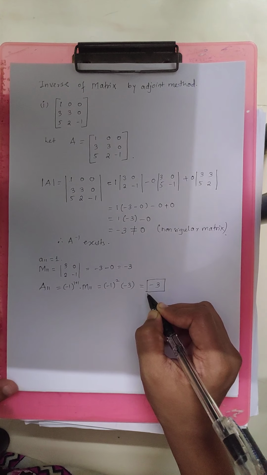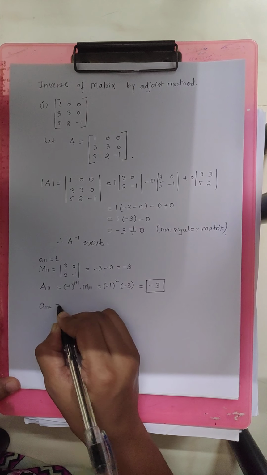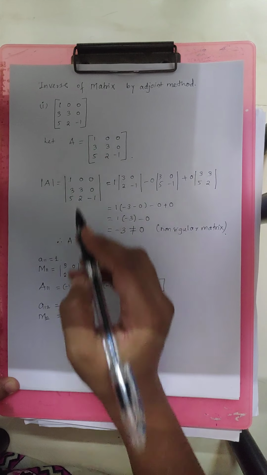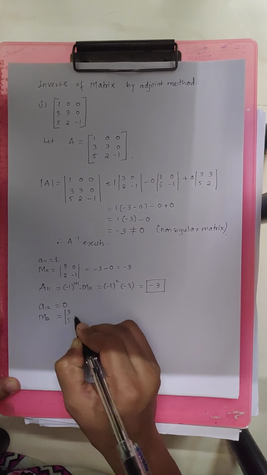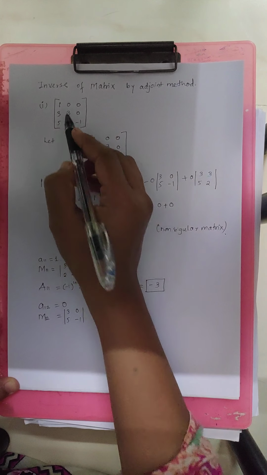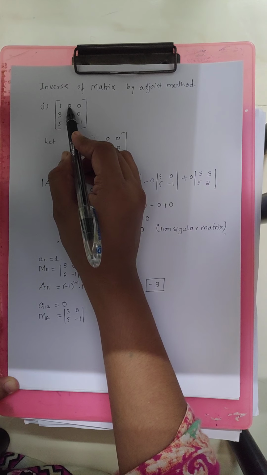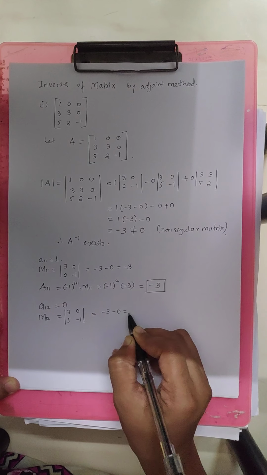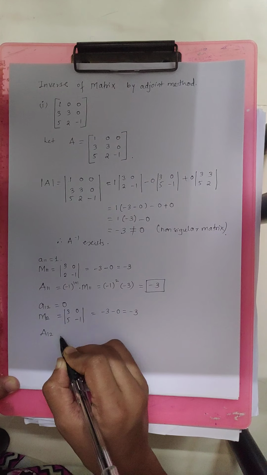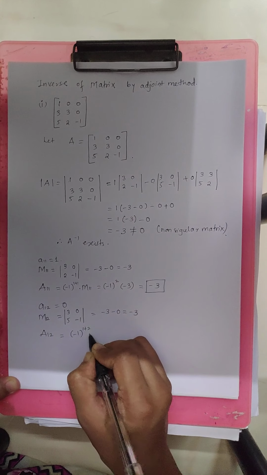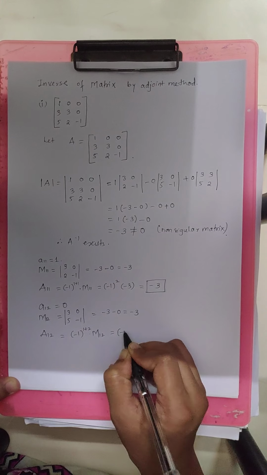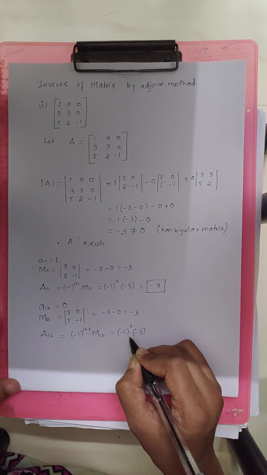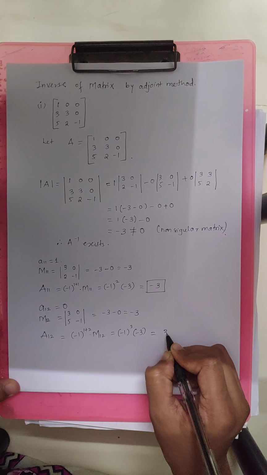So that is the first cofactor. The next element is A12, which is 0. M12 will be the determinant obtained by deleting the first row and second column. So it is [3 5; 0 -1]: 3 times -1 minus 3 times... and this is 0. The answer is -3. So the cofactor of that element is (-1) raised to 1 plus 2 times M12. So (-1) cubed times -3, that will be negative times negative, which is plus 3.